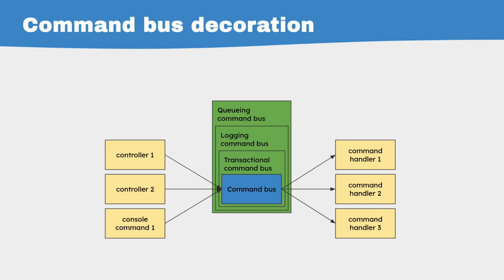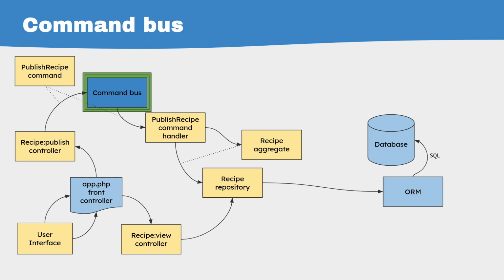If we want to add other behavior, we can decorate it again and again. So we can add logging in a central place, we can put all commands on a queue, all stuff like that. We can just decorate that single point in our application and have logic that applies to all commands. So this is what it looks like in the big diagram. We now have a single command bus that we can decorate with new behavior.